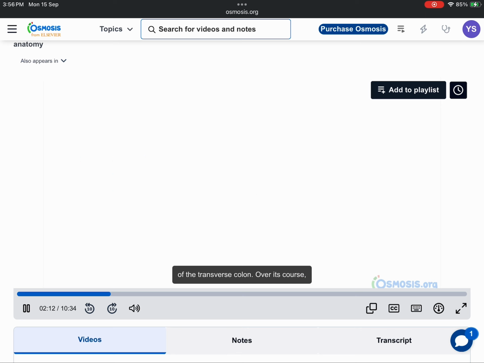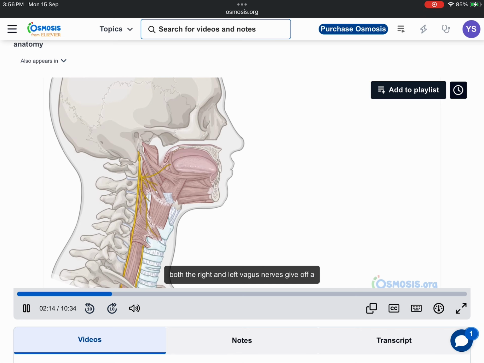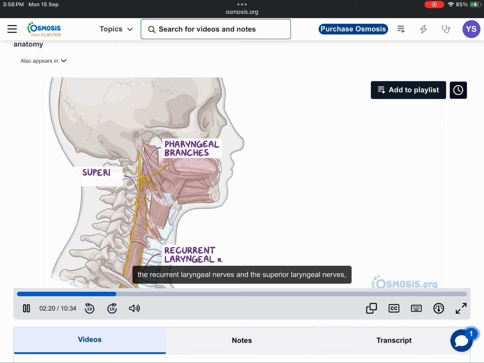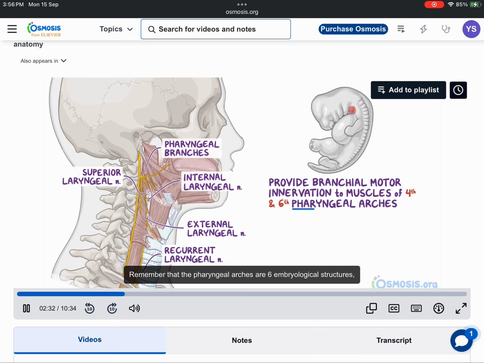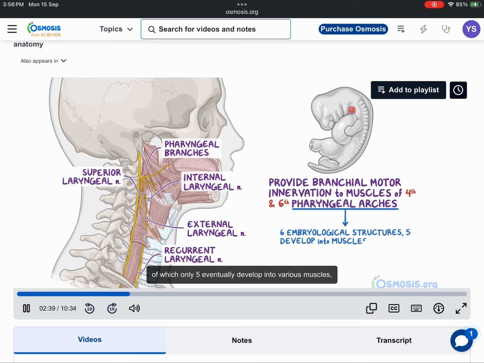Over its course, both the right and left vagus nerves give off a number of branches, such as the pharyngeal branches, the recurrent laryngeal nerves, and the superior laryngeal nerves, which then further divide into the internal and external laryngeal nerves. All of these branches provide branchial motor innervation to the muscles of the 4th and 6th pharyngeal arches. Remember that the pharyngeal arches are 6 embryological structures, of which only 5 eventually develop into various muscles, arteries, bones, and cartilage of the head and neck.